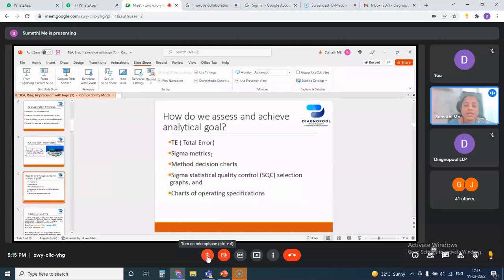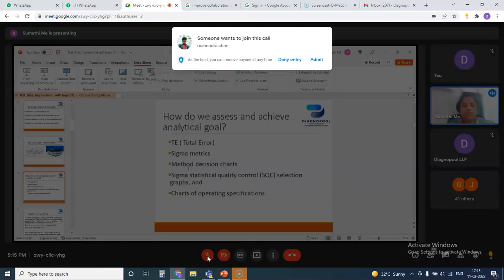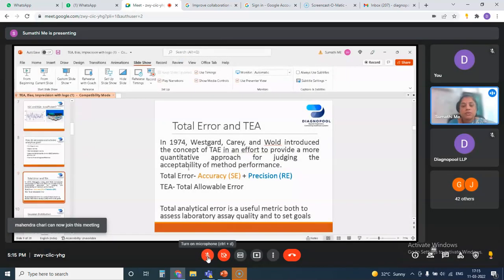Then we have sigma metrics. Then we have method decision charts. Then we have sigma statistical quality control selection graphs and charts of operating specification. Each model is dependent on a statistical model, which is the data derived from the IQC and the EQA. Each model is quite different from the others, and it is vast also. So today in this session, we are going to discuss the total error and total allowable error.